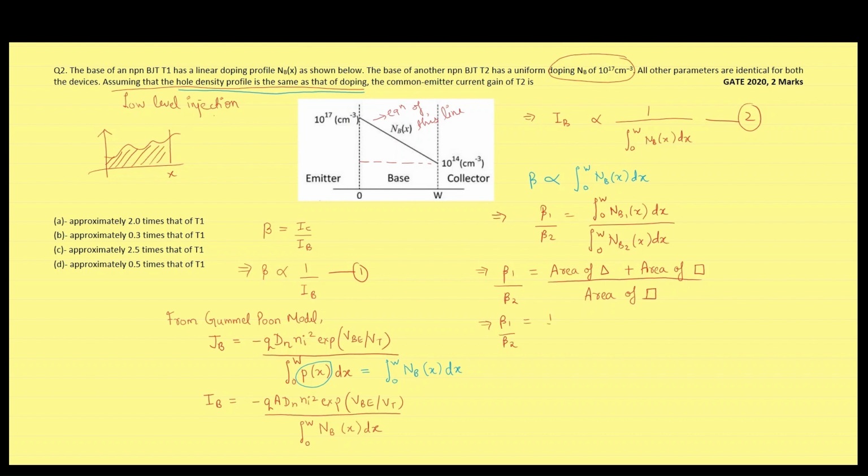We know the area of triangle is equal to 1 upon 2 into base into height. Base is base width and height is 10 raised to the power 17 minus 10 raised to the power 14. Area of rectangle is equal to length into width, which is base width multiplied by 10 raised to the power 14.